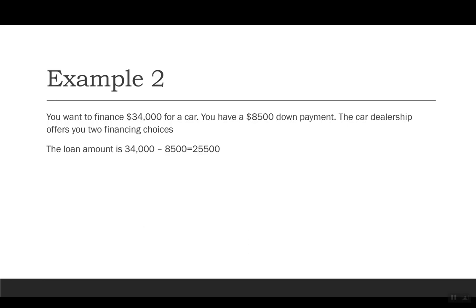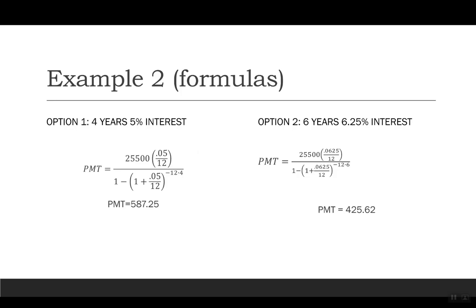So let's start with the $34,000 for the car with an $8,500 down payment. Tells me how much is the loan going to be. So the loan in both cases, option 1 and option 2, is we're going to finance $25,500. Okay. So I'm putting this into option 1 and option 2 into the original big equation that we had. So you can see I have the $25,500 as our P. On option 1, the interest rate was 5%, so I put 0.05. Always monthly, so divide by 12. And on the bottom, because it's 4 years, you can see I have that negative 12 times 4.